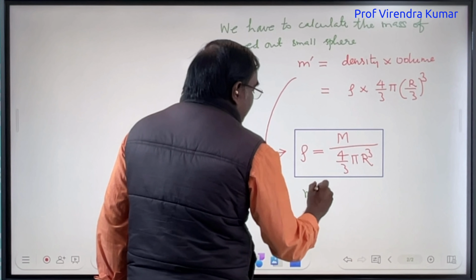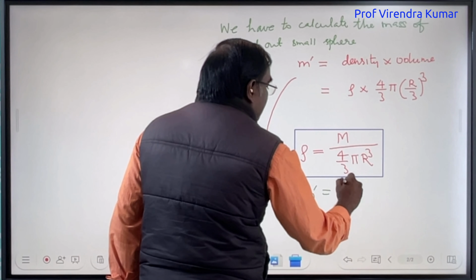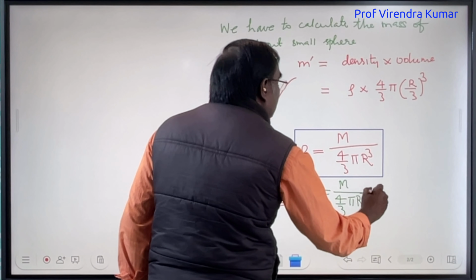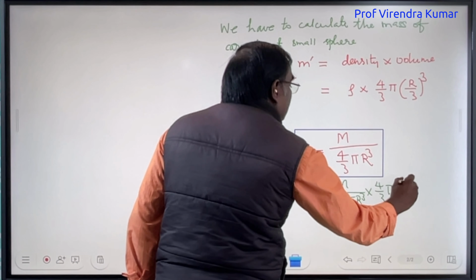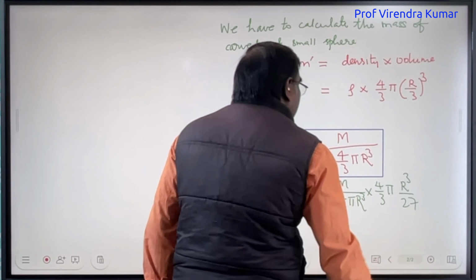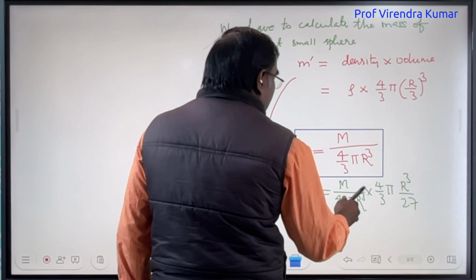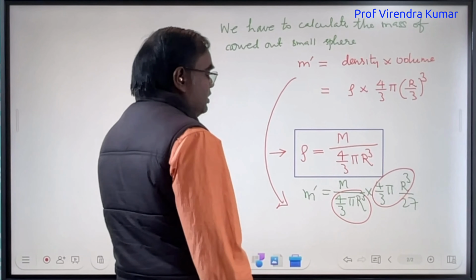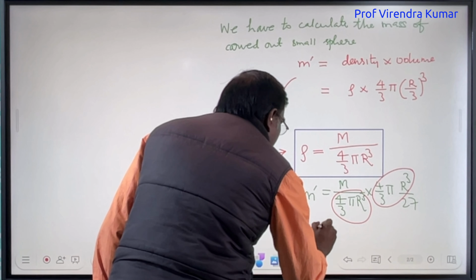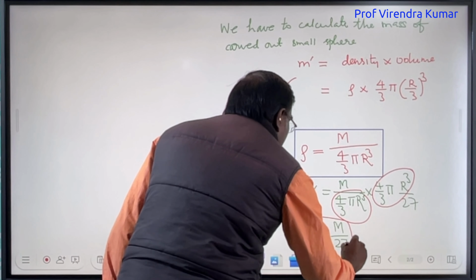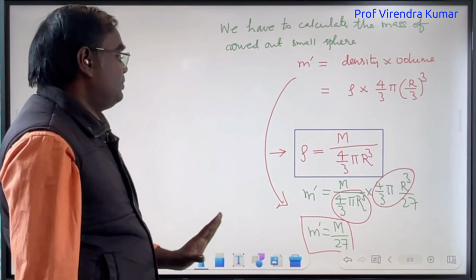Now we can substitute this value to calculate M prime. So M prime will be calculated as M upon 4 by 3 pi R cube into 4 by 3 pi into (R by 3) whole cube, that means R cube upon 27, right? So this portion and this portion will cancel out, and we'll have M prime is equal to capital M upon 27. So this is the mass of the small sphere.